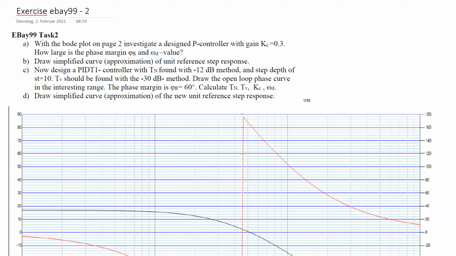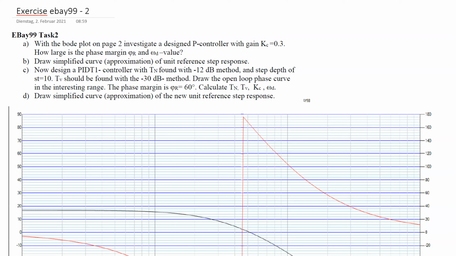I have copied this Bode plot into my OneNote here. So this is the given Bode plot in this examination. Let's start with task number A. With the Bode plot on page 2, that is this Bode plot, of course, investigate a designed P controller, just a warm-up task. Here the P controller is given, the KC is given, and the question is how large, with this KC, is the phase margin and the crossover frequency.